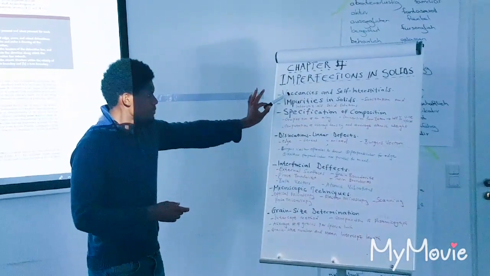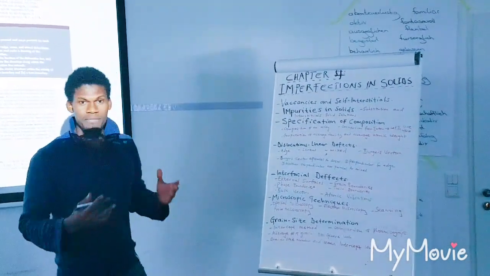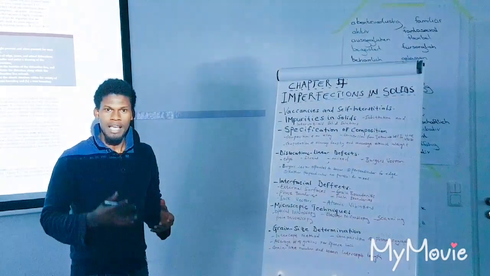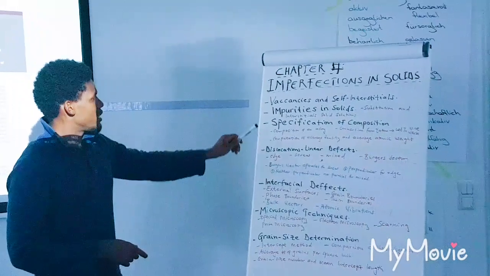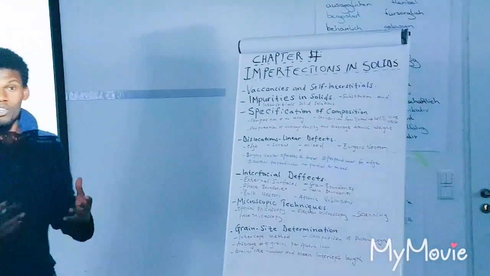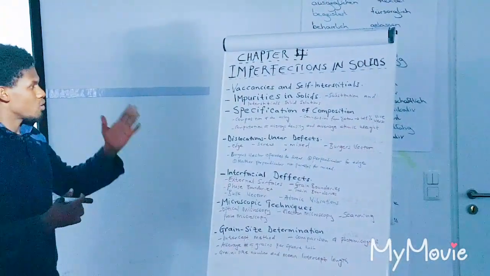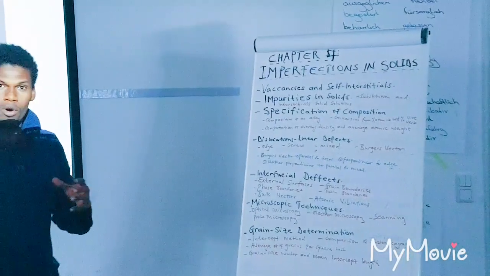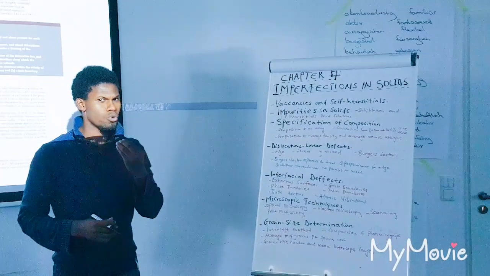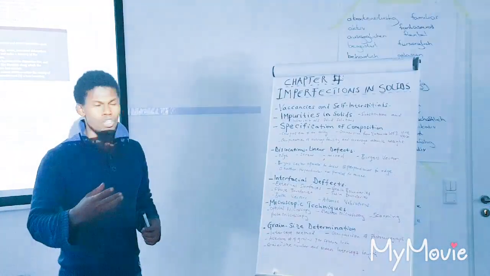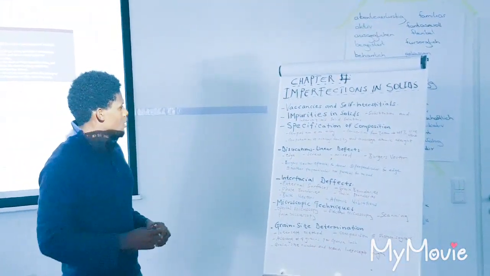In this chapter we're going to talk about vacancies and self-interstitials. What are these things? How are you able to control them? It's very, very important for you. Next we're going to see impurities in solids: how solid materials substitute one another when we have copper and zinc, for example, and how we can combine these materials so that we can control it right from the atomic scale and make a lot of uses of it.